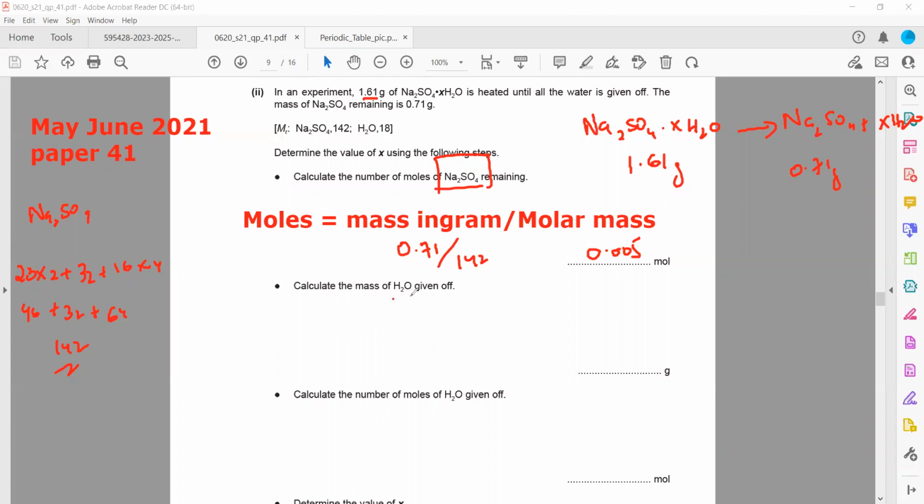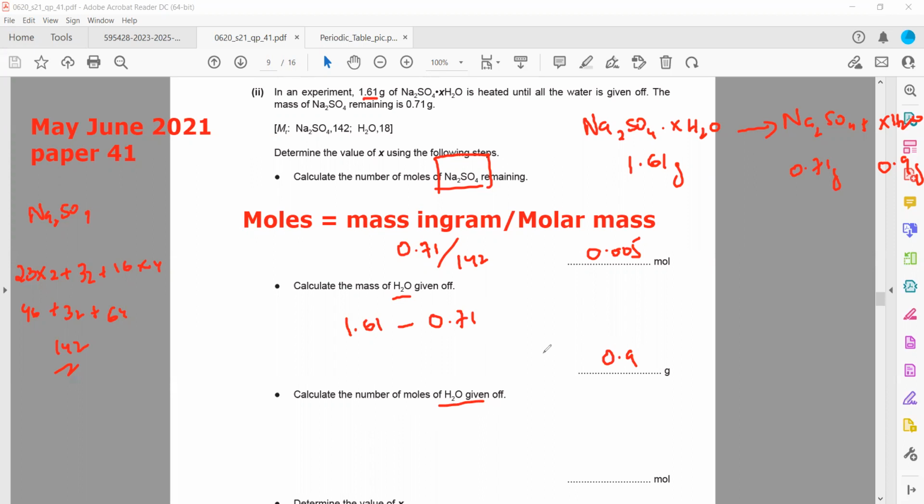The second step is to calculate the mass of water given out. How do we know the mass of water? The total mass of hydrated sodium sulfate is 1.61, where the mass of anhydrous sodium sulfate is 0.71. So what is the mass of water? 1.61 minus 0.71 equals 0.9, so we have 0.9 grams of water. When we subtract, we get the mass of the water which is released.